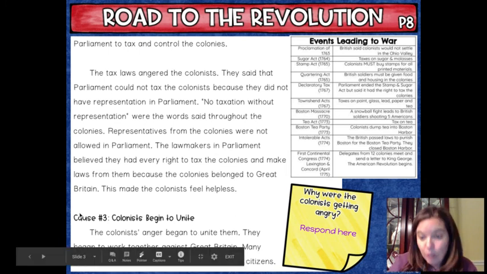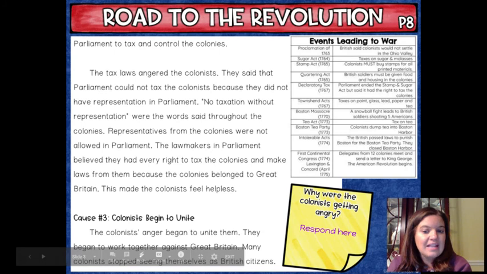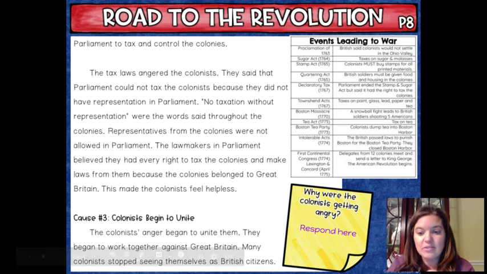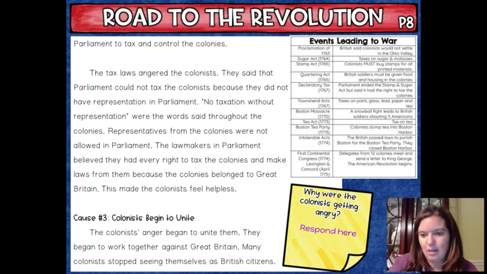Tomorrow we'll start Cause 3, which is down here, and that's the colonists begin to unite. There are only 3 slides, and you're just answering right here on the Post-its, just short answers. It does not have to be complete sentences. Sometimes it's just one word, like the answer I showed you from yesterday. It was just Britain as one of the answers, so it doesn't have to be super long. They're just little notes, like we would be taking Stop and Jots.